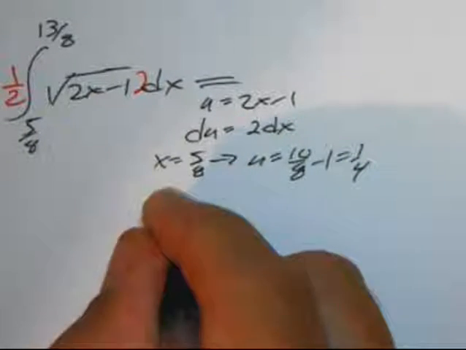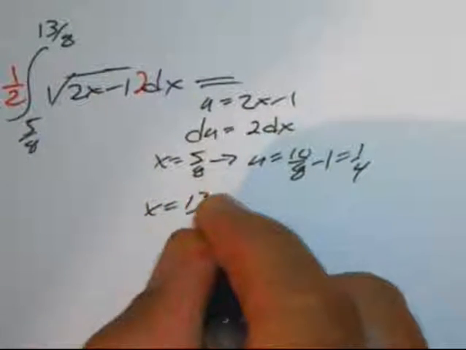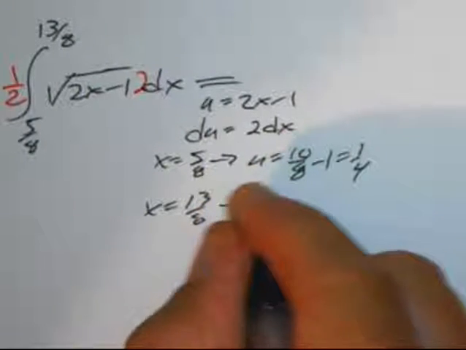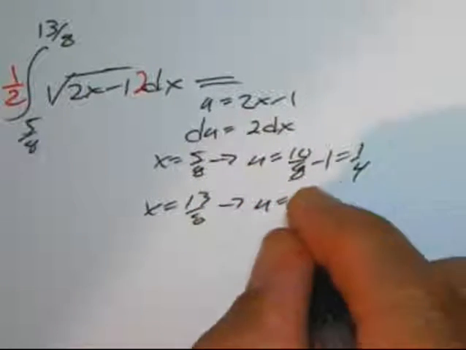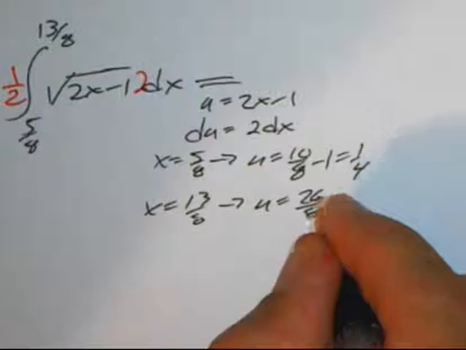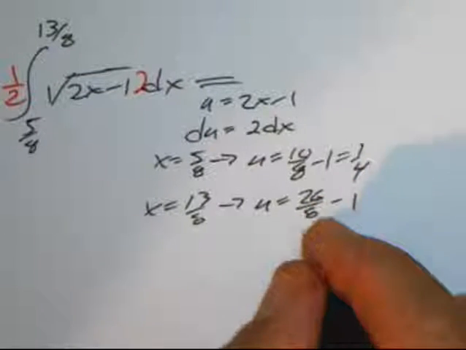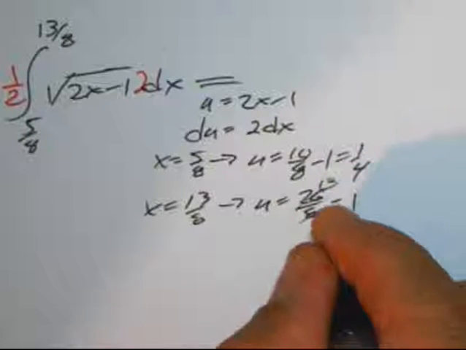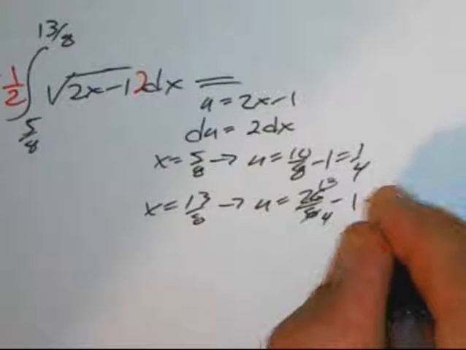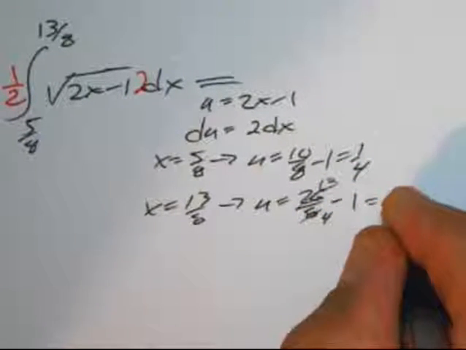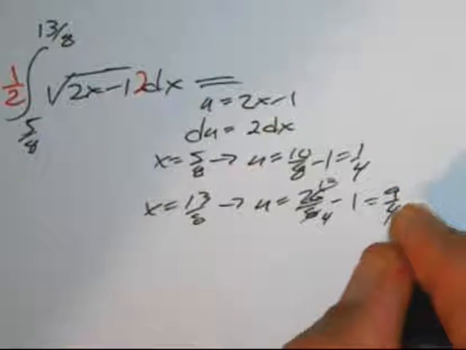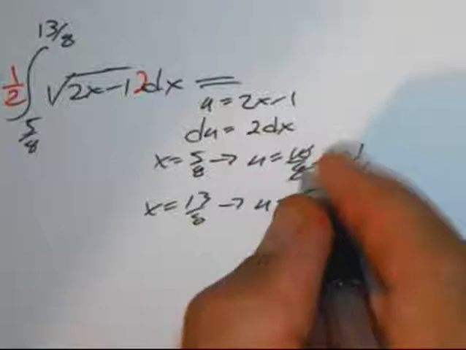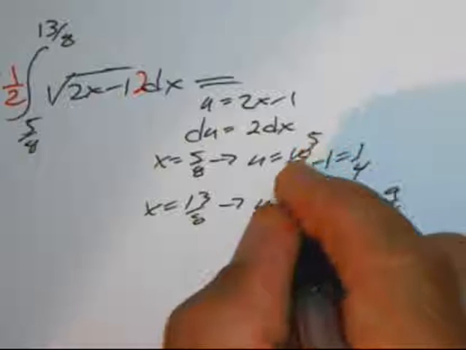And the x equals 13/8. That's going to give us a U equal to 2 of that, 26/8 minus 1. Cancel, cancel. That's 13/4 minus 1, known to us as 9/4. Make this look a little nicer, like we really did cancel that.